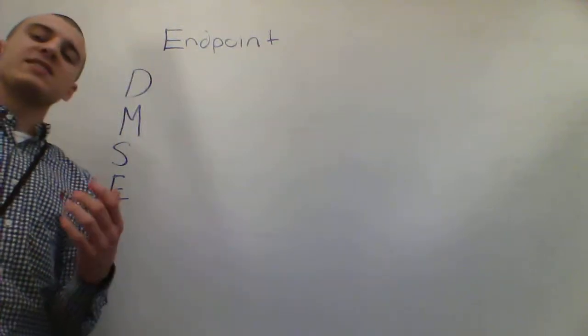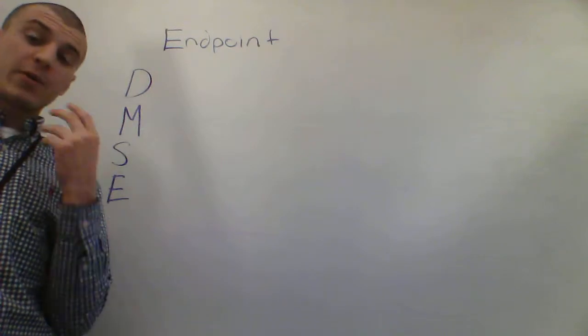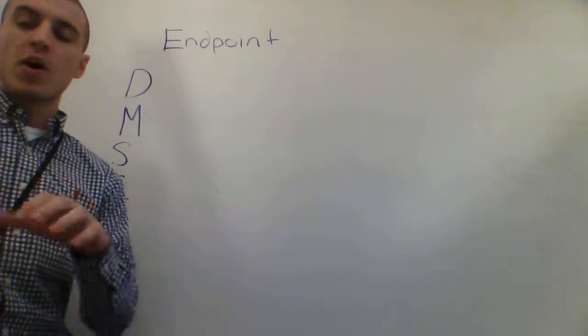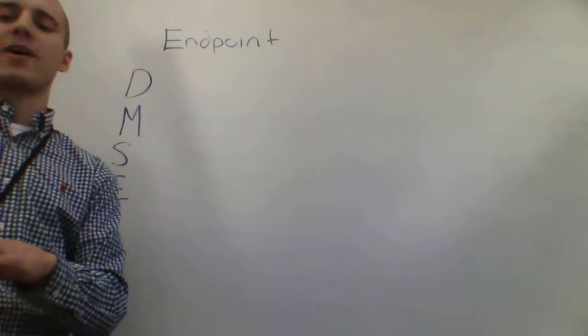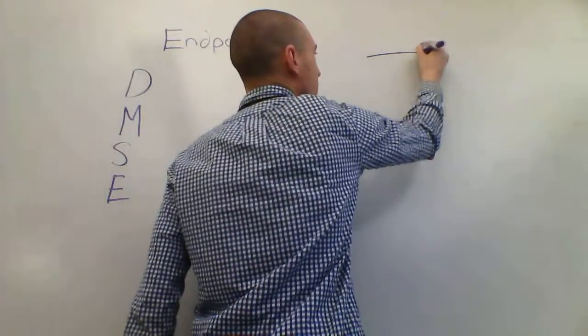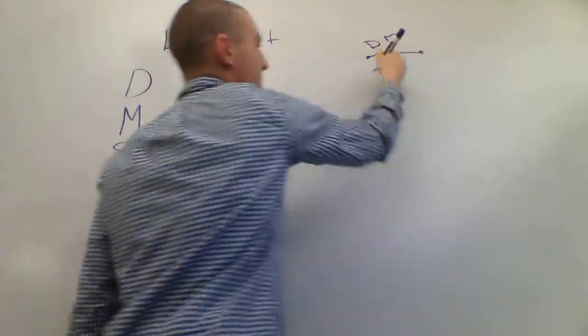All right, guys, so we just did our slope, our midpoint, and our distance formula. Now we're going to move on to the endpoint formula. So, distance and midpoint, not slope. What they gave you is your two endpoints. They gave you this dot and this dot. That was distance and midpoint.